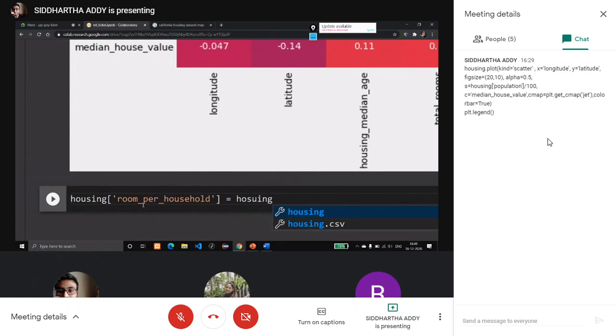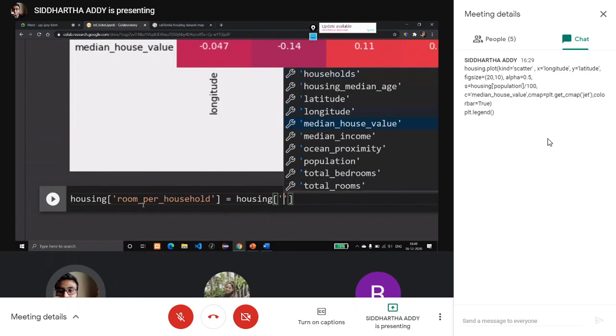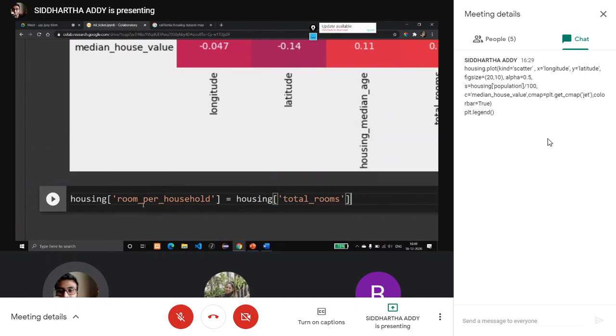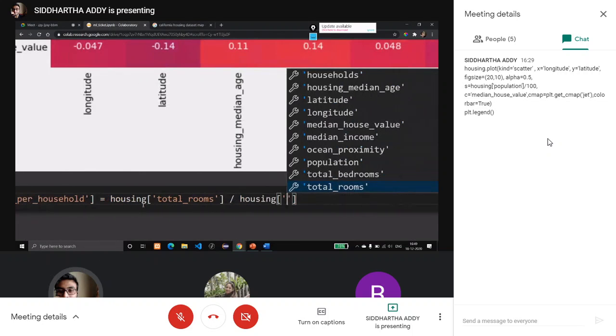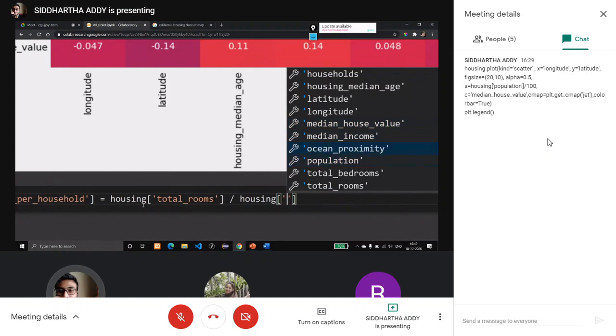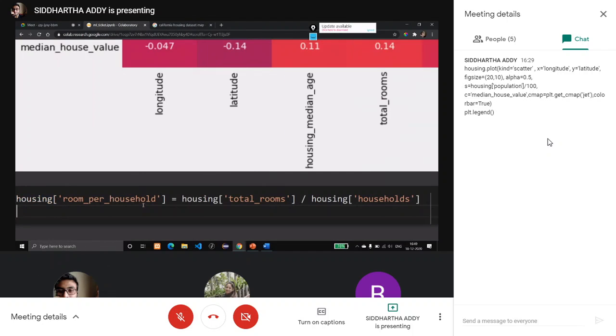So, housing, and let's see what we want. We want rooms. Okay, total rooms divided by housing. Now what do we want? We want households, right? Where is households? Yeah, households. Let's make another one.